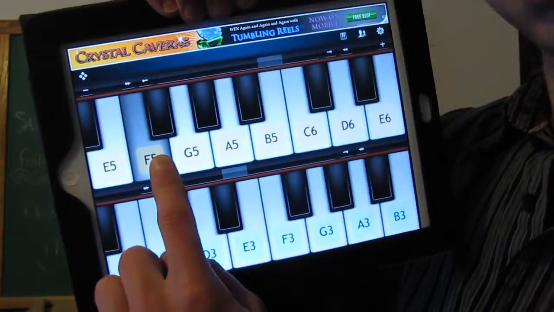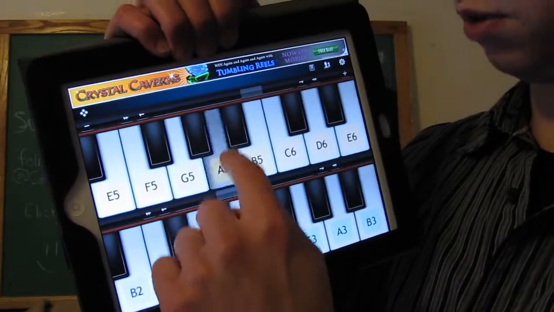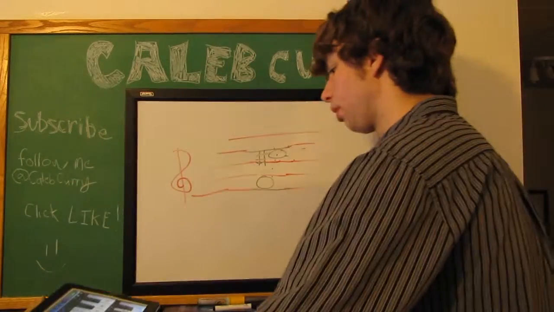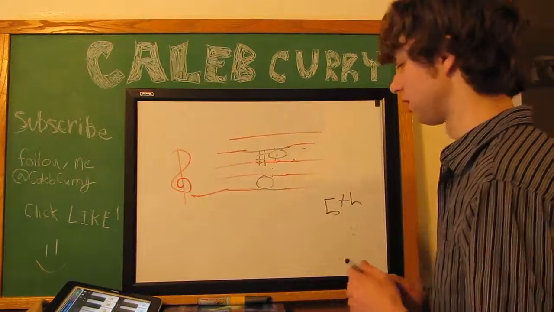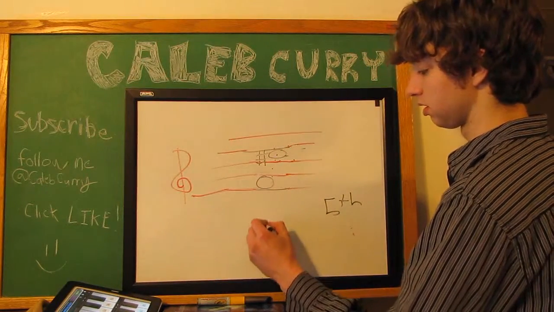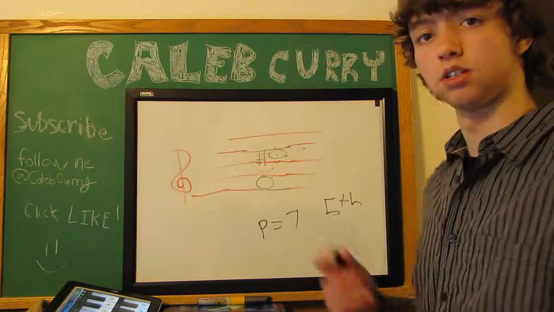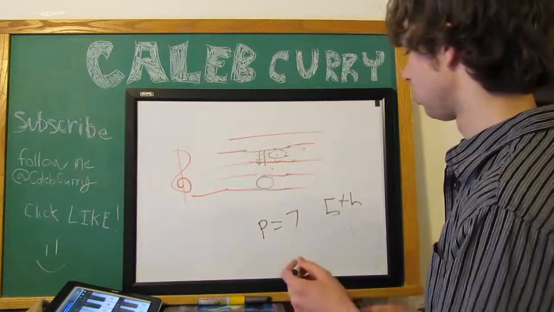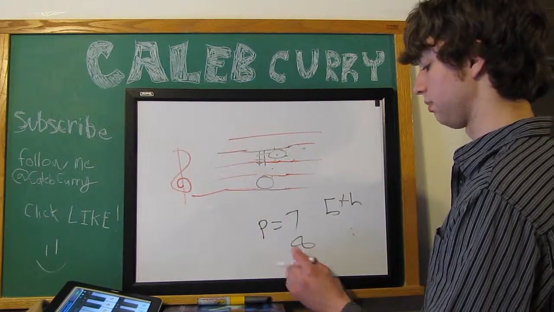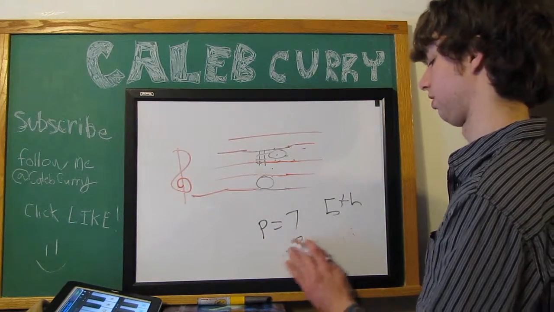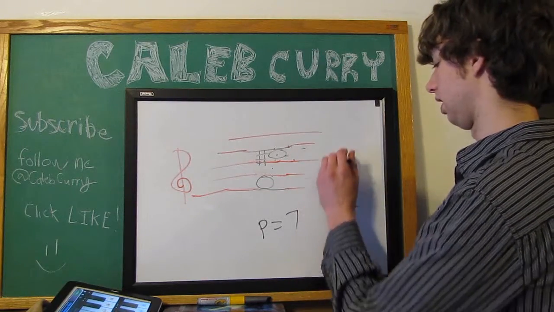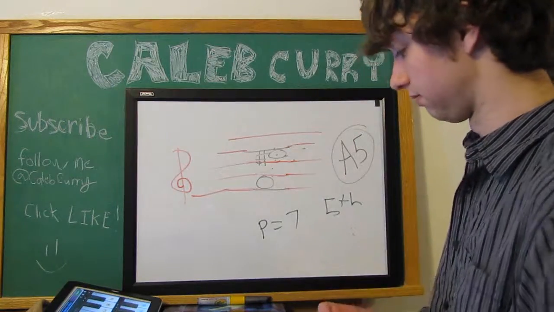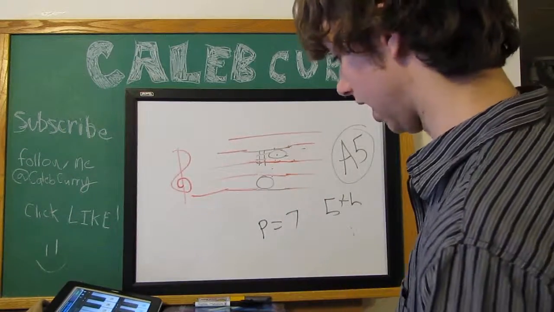So here's F. 1, 2, 3, 4, 5, 6, 7, 8. So, we know that a perfect fifth has 7. So if it was perfect, it would have 7. But it has 8. So what's that mean? It's augmented 1. That's how you can remember augmented. It means raise. So it's actually 8, or an augmented eighth. Not augmented eighth. It'd be A5 is how you would write that. An augmented fifth.